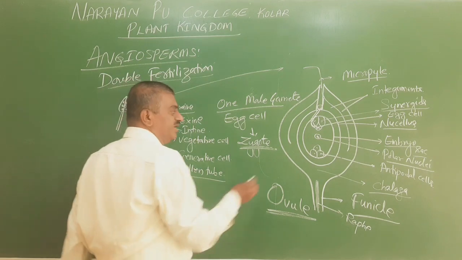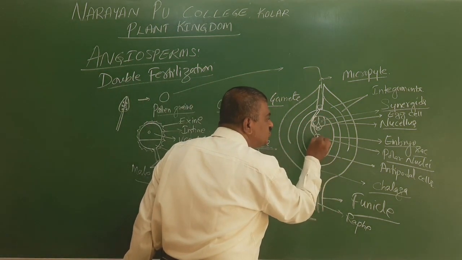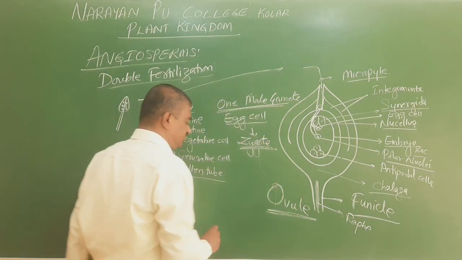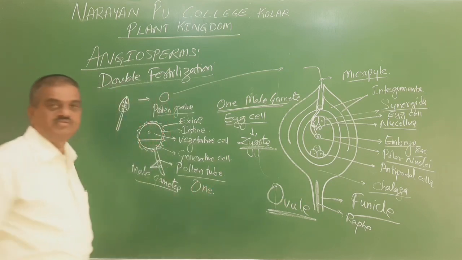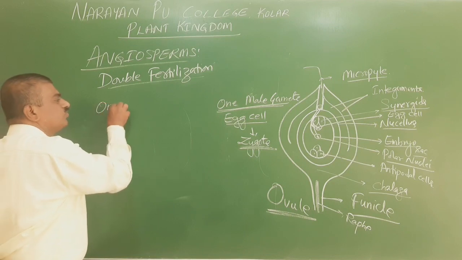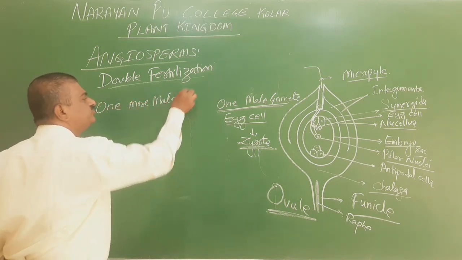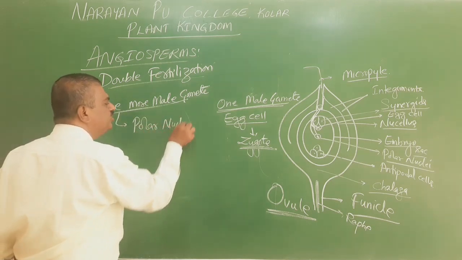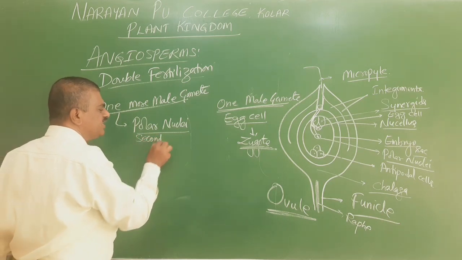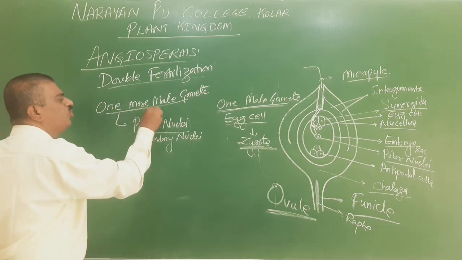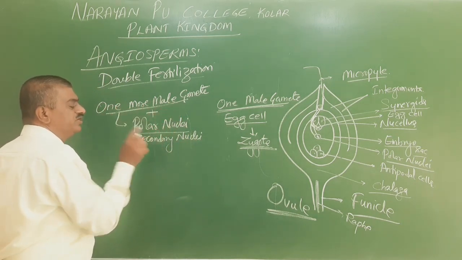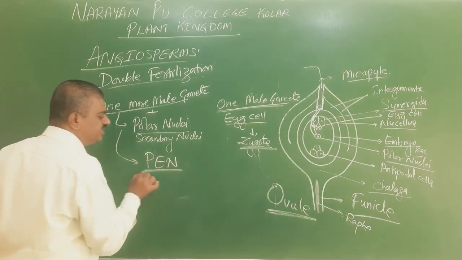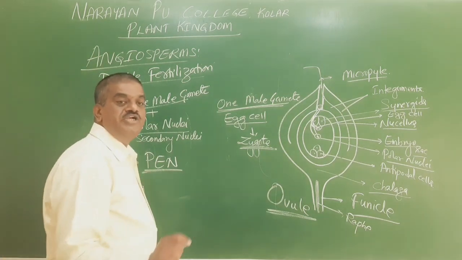Now, one more male gamete passes and fuses with the secondary nucleus, also called the polar nuclei. So one male gamete fuses with the egg cell to form the zygote, which is fertilization, and one more male gamete fuses with the secondary nucleus, and this leads to the formation of the primary endosperm nucleus.